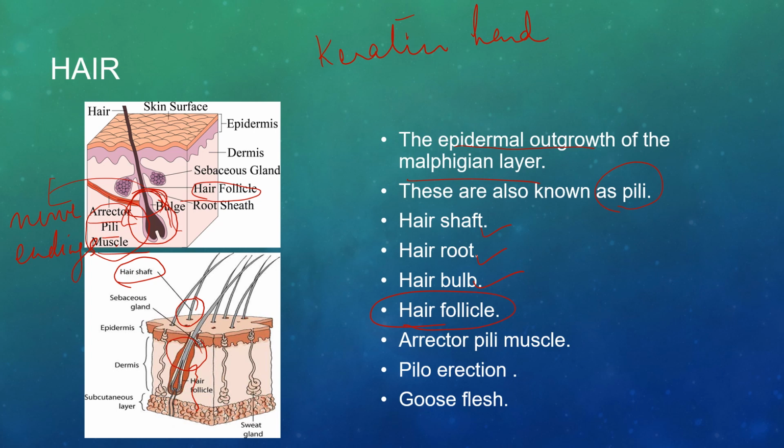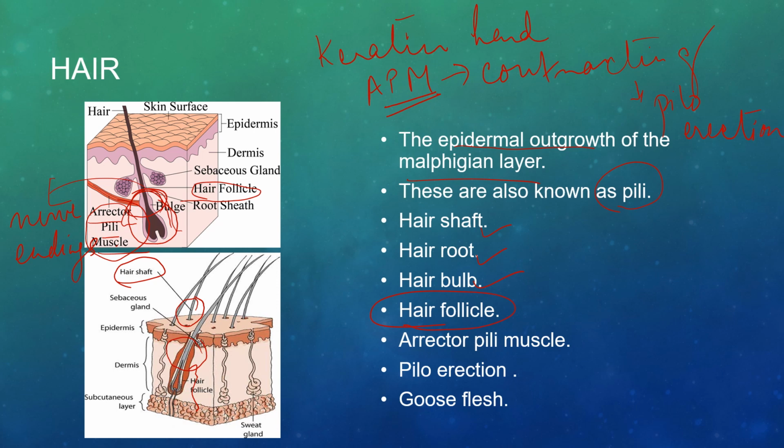So these arrector pili muscles, I am writing APM, if they are contracting, what will happen? This contraction helps the hair follicle move into the upright position. So the hair will erect. That is called piloerection. So the hair becomes erect. That is the piloerection.